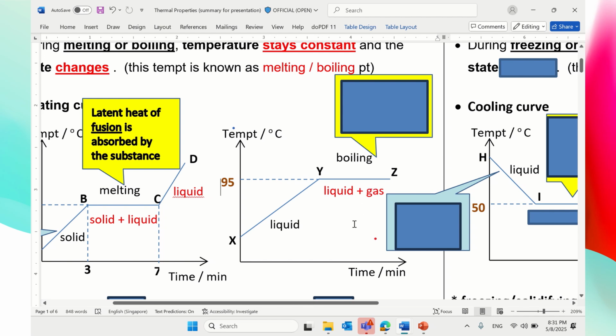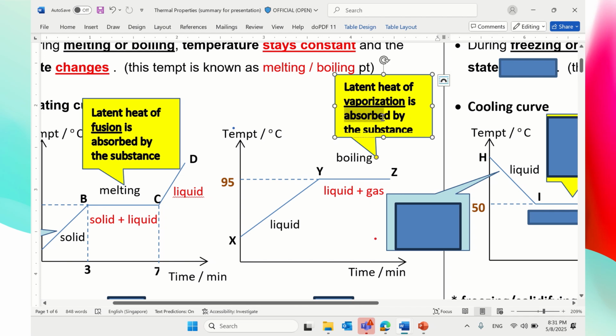Now again, at this point in time, I want to mention that from X to Y, energy is absorbed. But from Y to Z, there is a different name. This energy has a different name. That energy absorbed is known as latent heat of vaporization. And this latent heat of vaporization, we say is absorbed. Okay, it's absorbed by the substance.